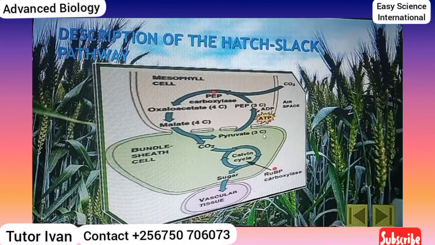Now, what really happens to the pyruvate formed from the decarboxylation of malate? Pyruvate diffuses back to the mesophyll chloroplasts, where it is used to regenerate the starting molecule, that is a 3-carbon compound known as phosphoenolpyruvate, PEP. Now, that regeneration requires ATP energy from the light-dependent stage of photosynthesis, where it is hydrolyzed to form PEP, and hence the cycle continues.